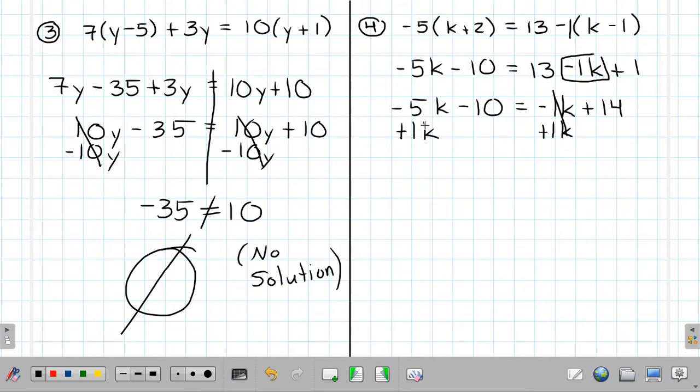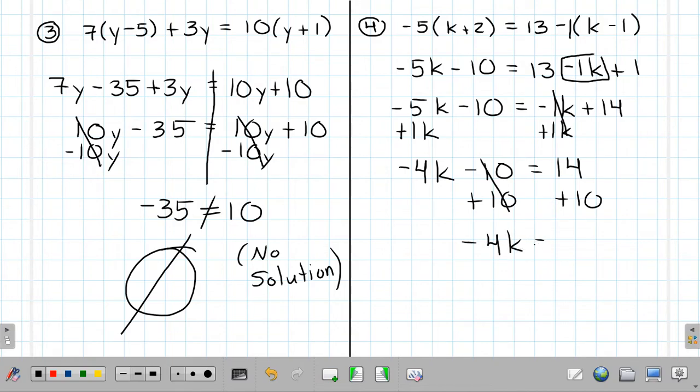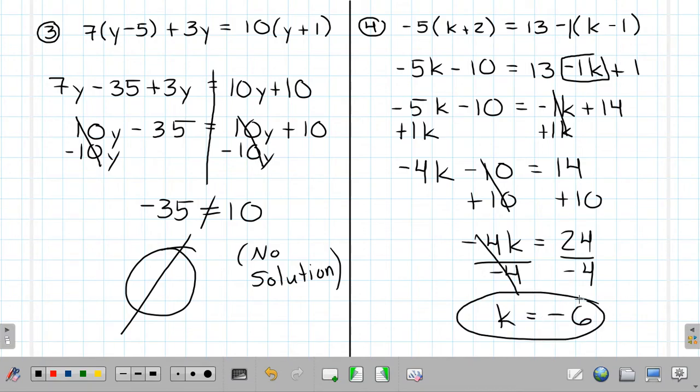So -5k plus 1k is -4k minus 10 is equal to 14. And then, just as always, you get to this two-step equation place, where you would add 10, add 10. -4k is equal to 24. So that tells me that we divide by -4, and k equals -6. Okay. So like I said, same exact steps.